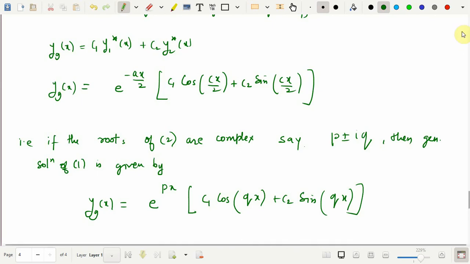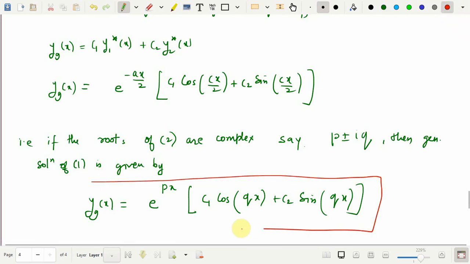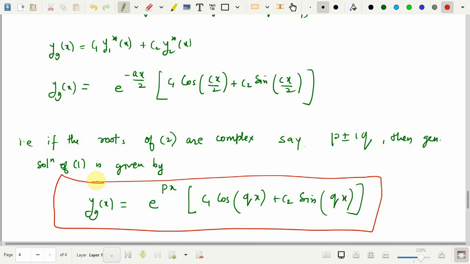So that is the final case, and in this way we have discussed all the cases to obtain the general solution to a homogeneous linear differential equation. And we will see some illustrative examples in the online session for this one.